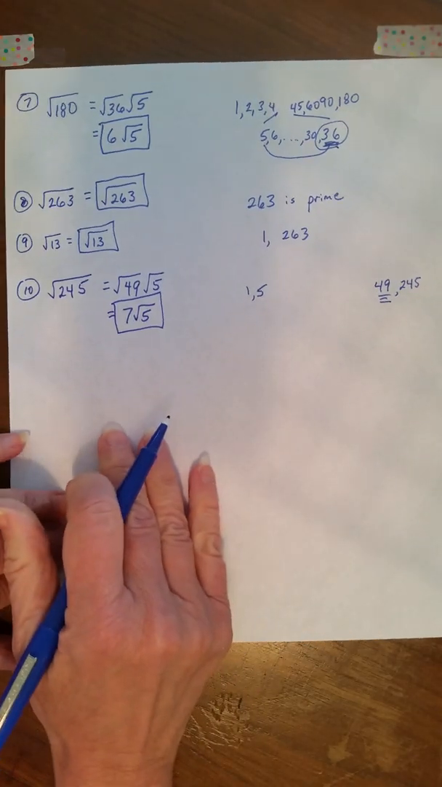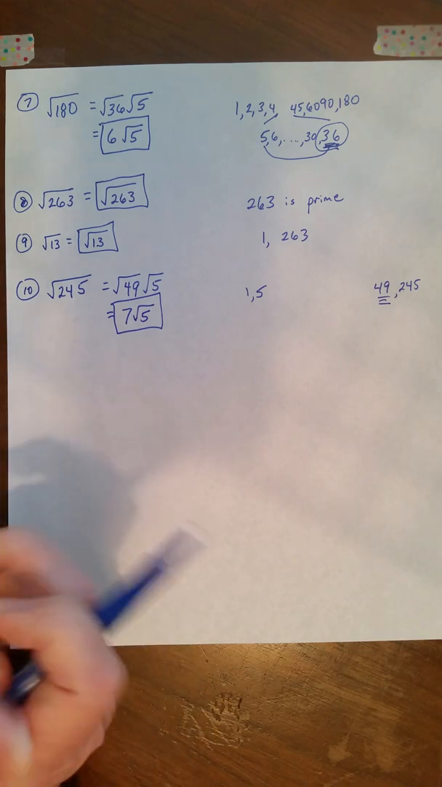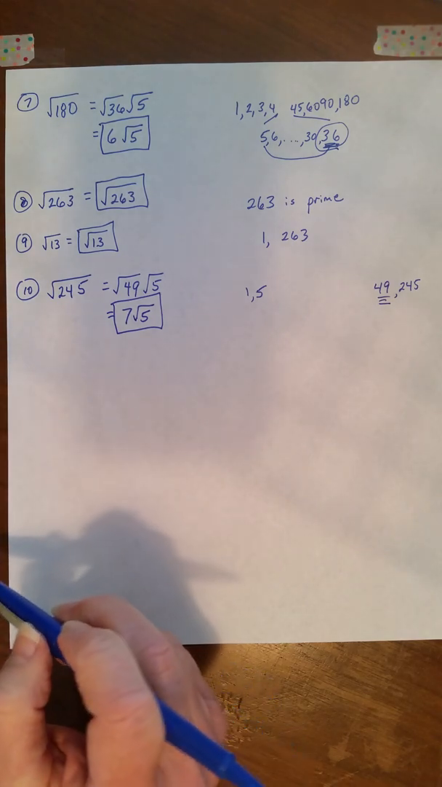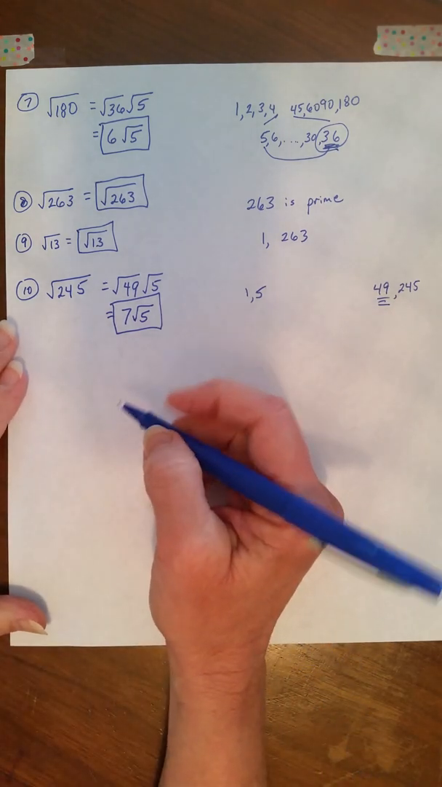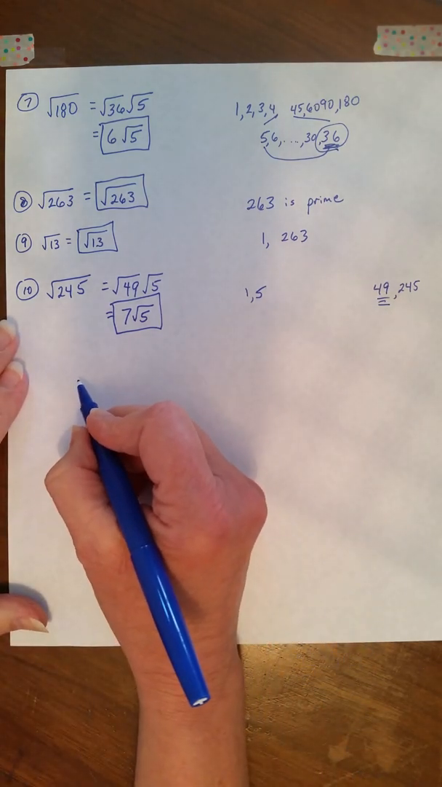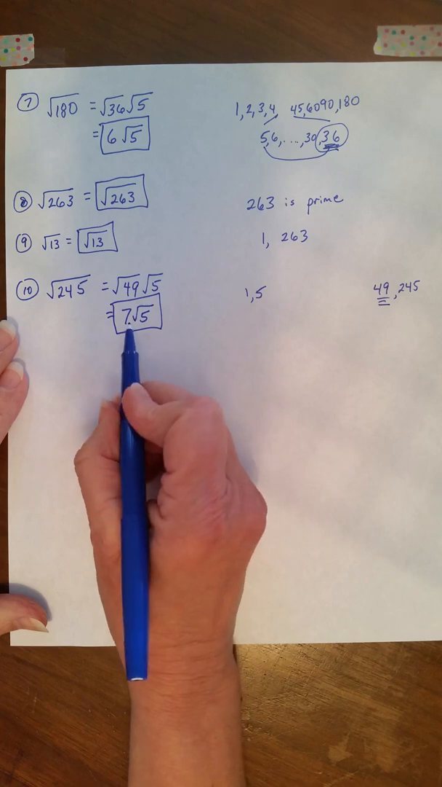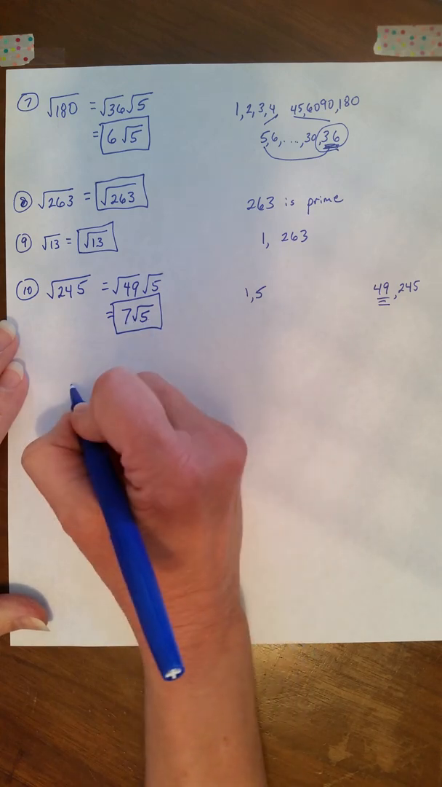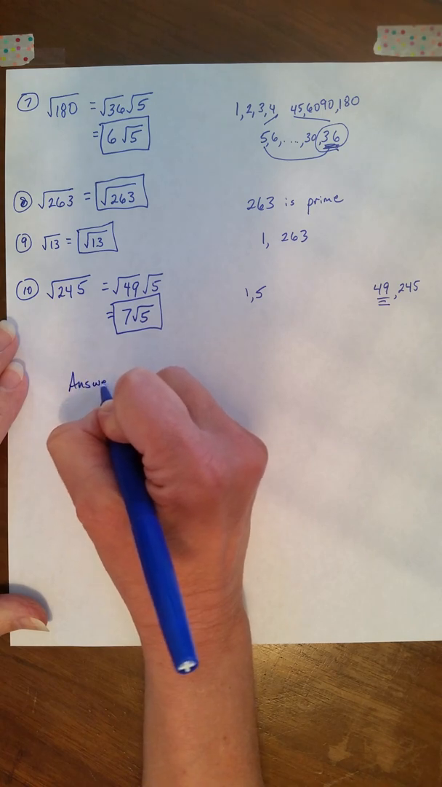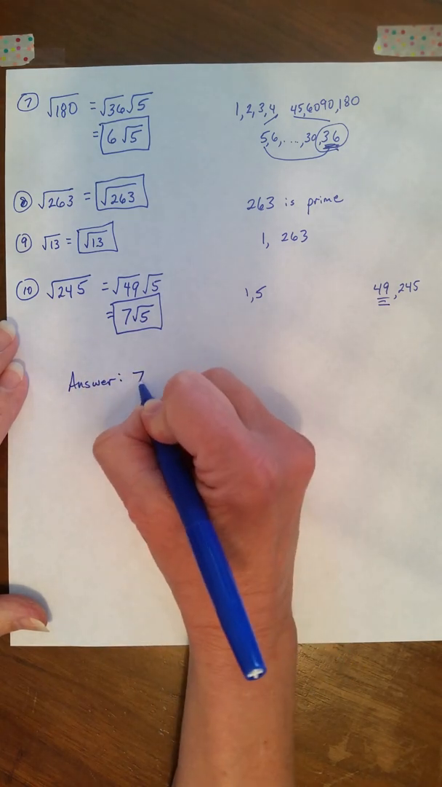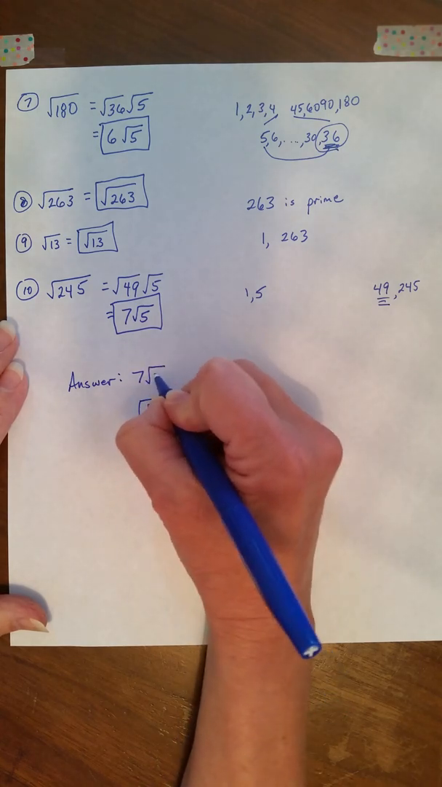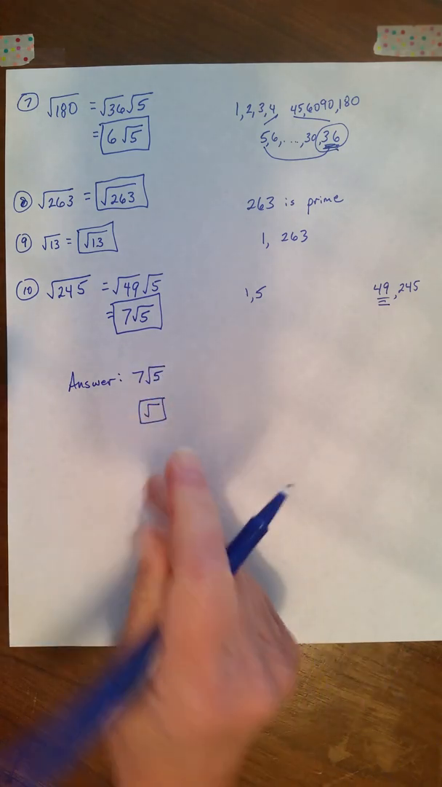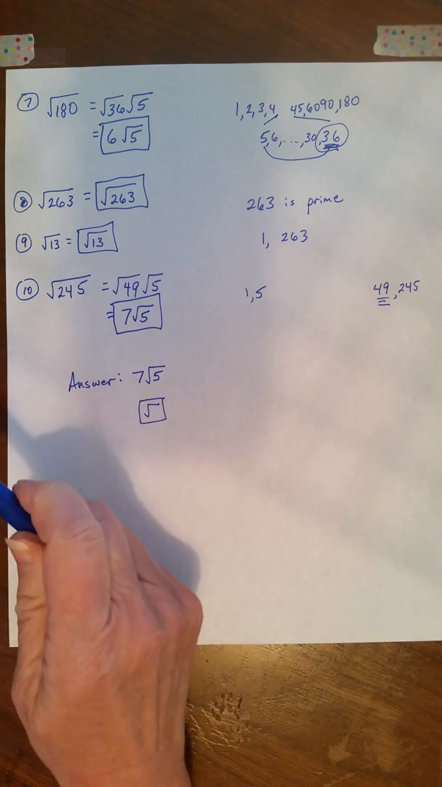Okay, I think that's it. On Delta Math, what you're going to do is enter these two numbers. So you're going to enter 7, and then you're going to pull up the root key, and then you'll enter the 5. And that's how that'll work out.